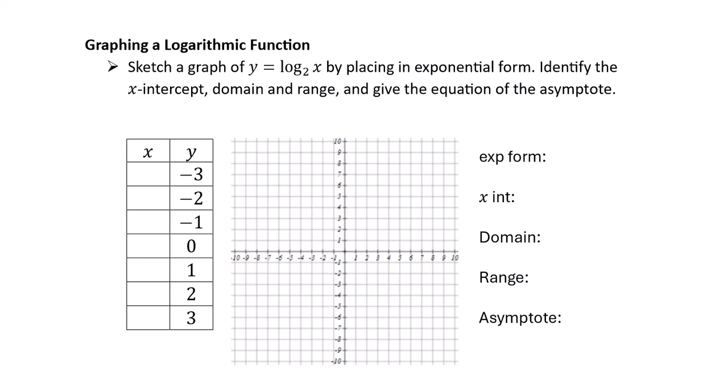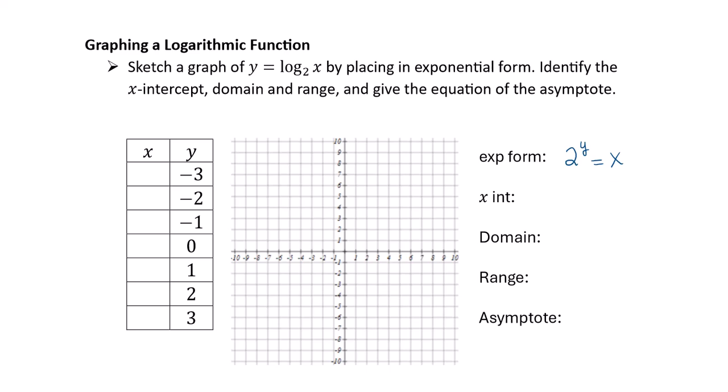Graphing a logarithmic function. Let's sketch a graph of y equals log base 2 of x by placing it in exponential form. We'll identify the x-intercept, domain, and range, and give the equation of the asymptote. In exponential form, our equation is 2 to the y equals x. Now, when we choose values to put into this form of the equation, we're going to need to pick the y's, and then the x's will come out of that. We're used to picking the x's first and then the y's come out. It's going to be in reverse this time.